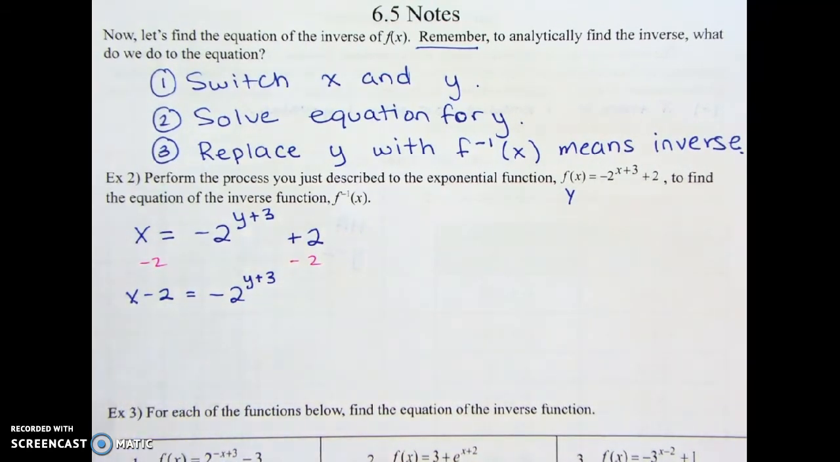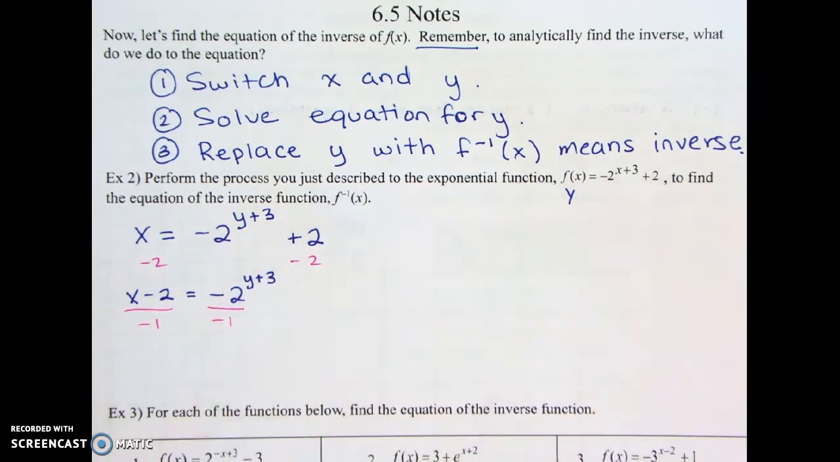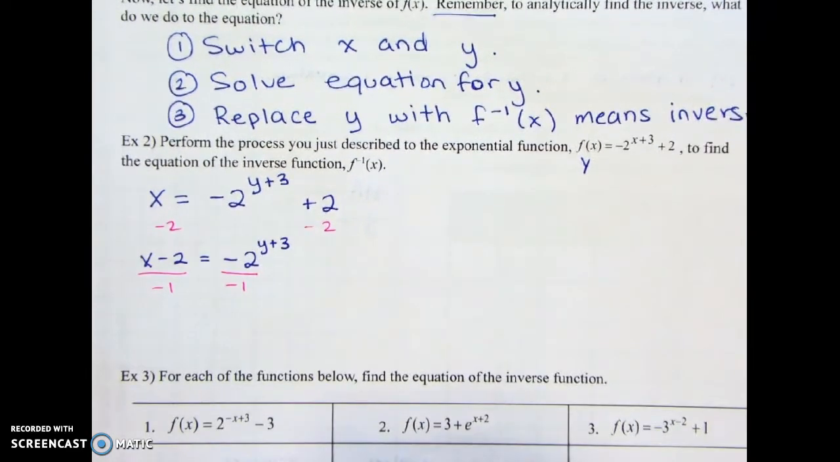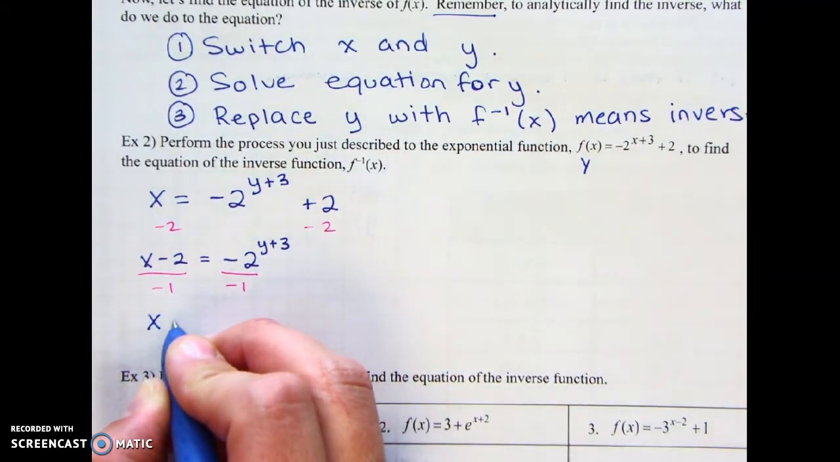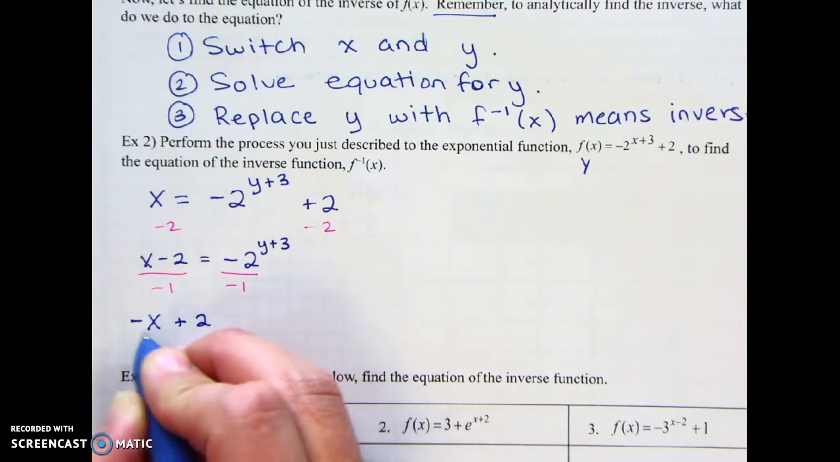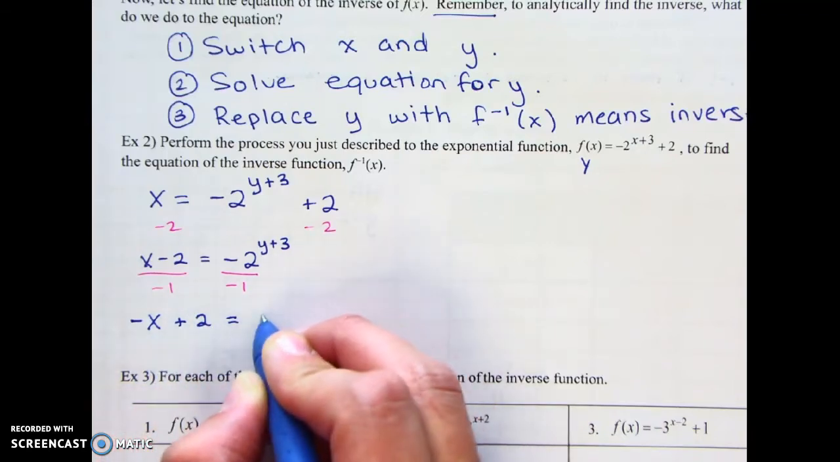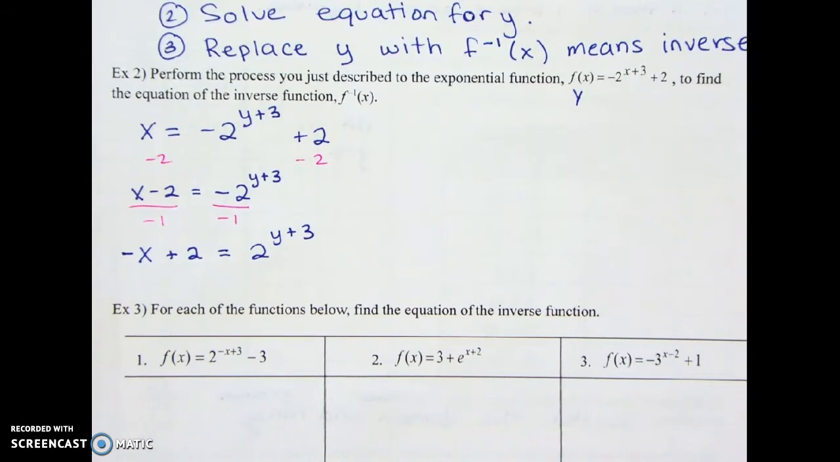How do we move a negative to the other side? It's division or multiplication. It all means the same thing. So our x is negative, and then we have negative x plus 2 equals our base 2 to the y plus 3. Here we go.